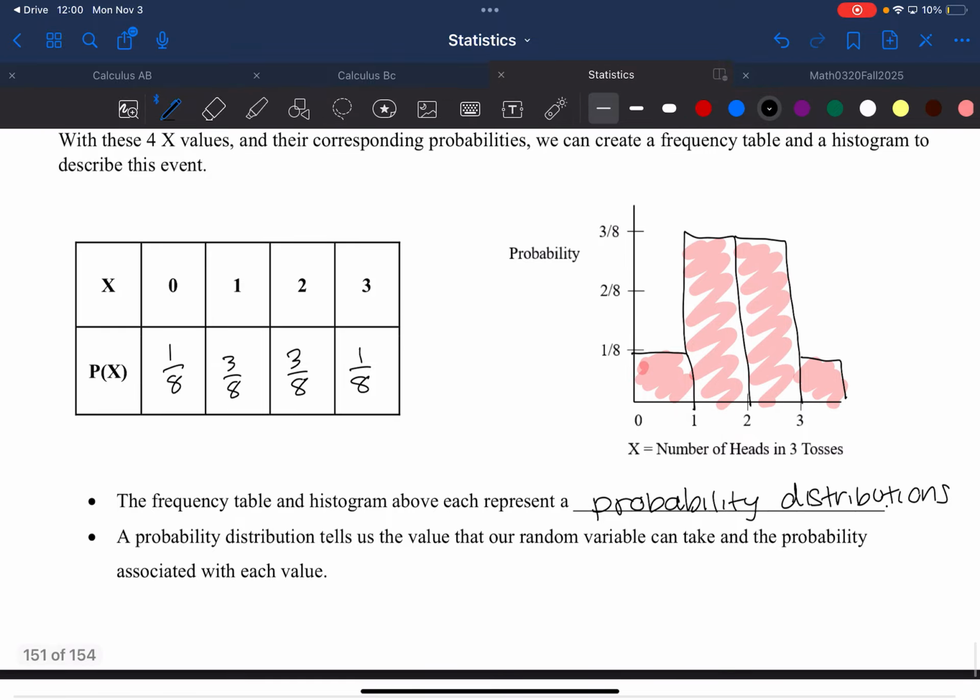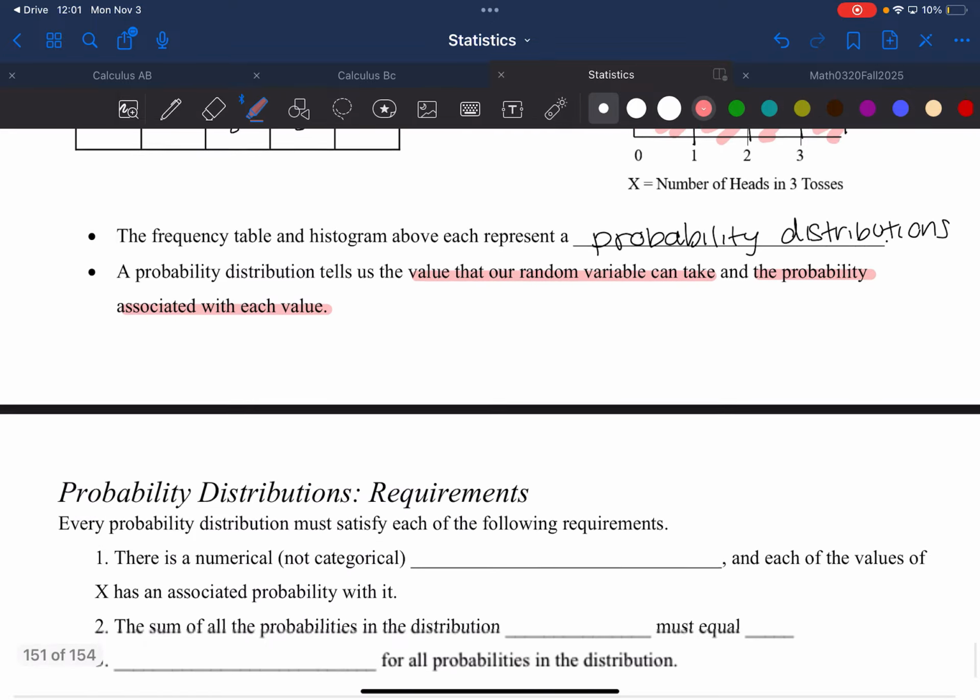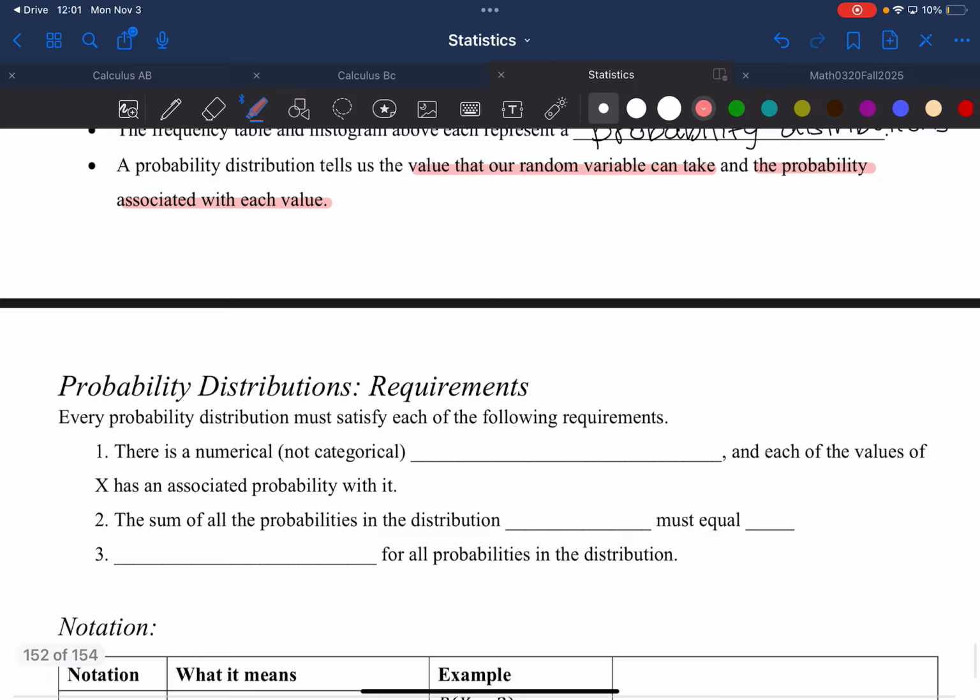So it says a probability distribution tells us the value that our random variable can take and the probability associated with each value. Okay. So now let's talk about some requirements in order to have a probability distribution.